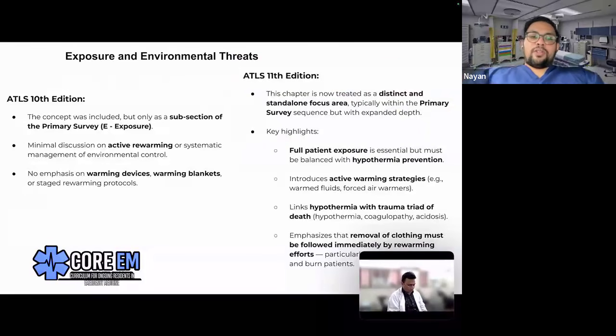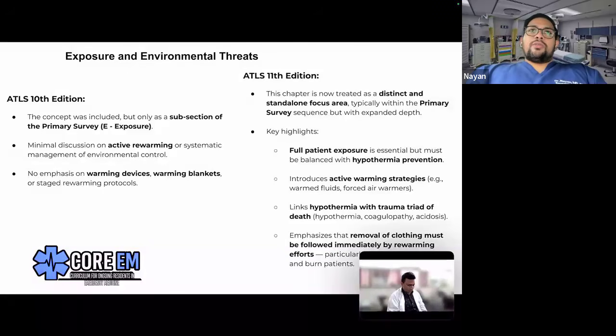Next chapter is exposure and environmental threats. In the 10th edition, they were all there, dealt with in a subsection of the primary survey. Minimal discussion of active rewarming techniques, and there was no emphasis on warming devices or blankets. Here, they're treating this as a new chapter, bringing in hypothermia prevention.